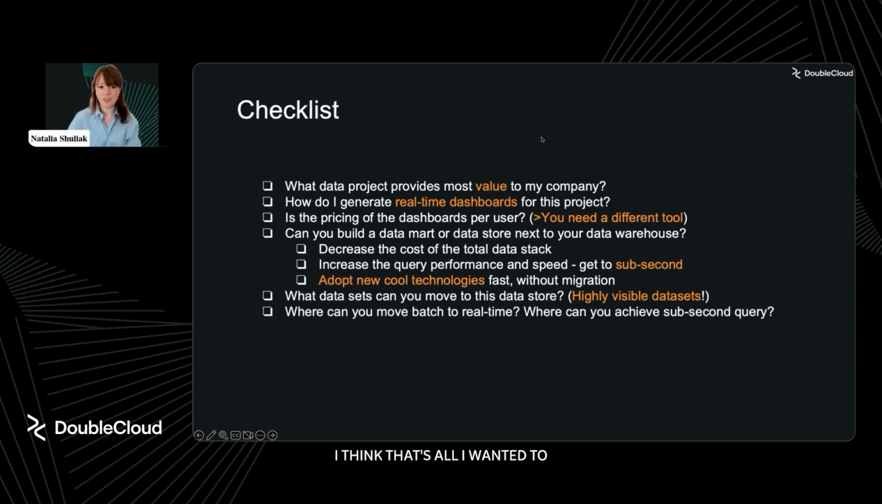Okay, so I think that's all I wanted to say about this checklist. Obviously, we are happy to share it, or feel free to make a screenshot of it. Then maybe we are moving to the next stage of our webinar.